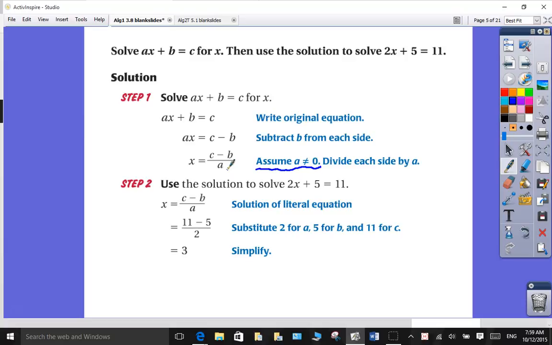So we have to get used to seeing that kind of thing. a does not equal 0. It's kind of like nails on the blackboard for math. No divide by 0.